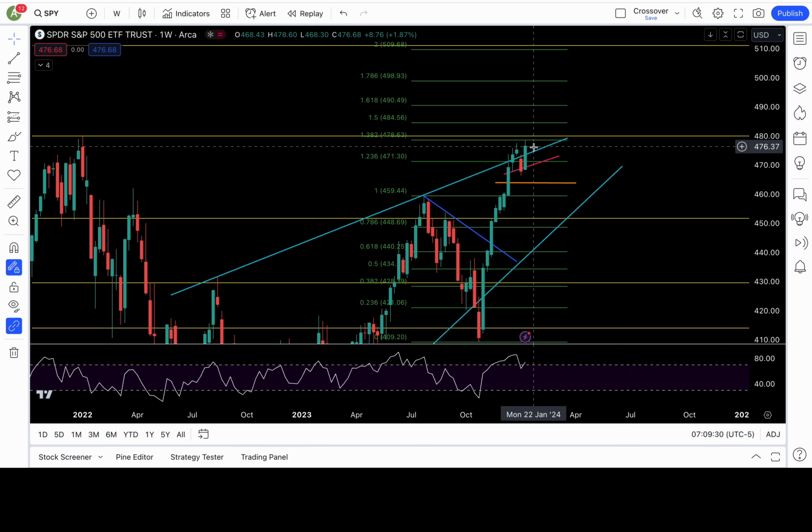Above 476.5, the breakout, last week's breakout stays intact, and bullish follow through would be to clear 478.6. That would trigger more upside.